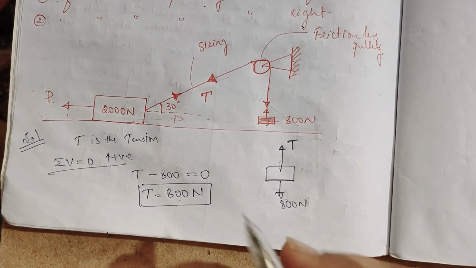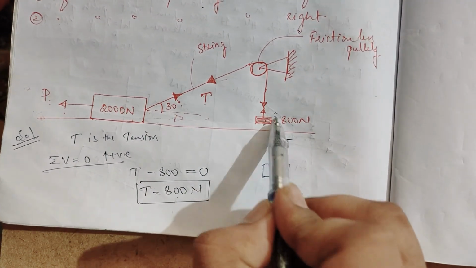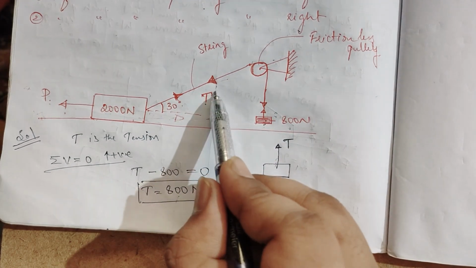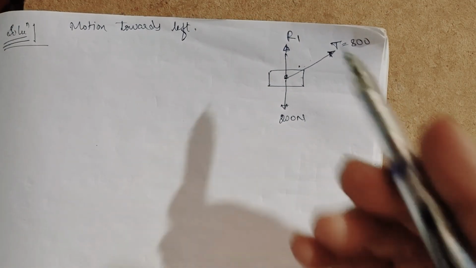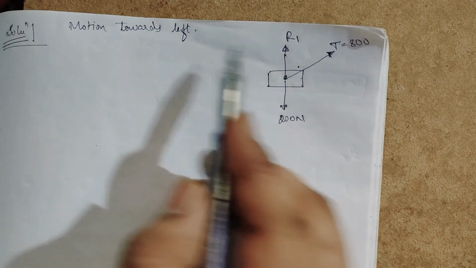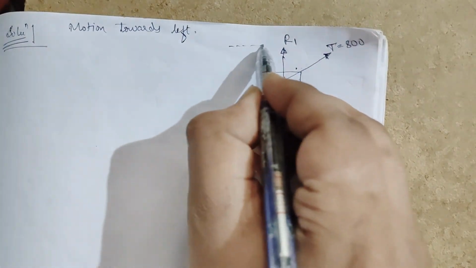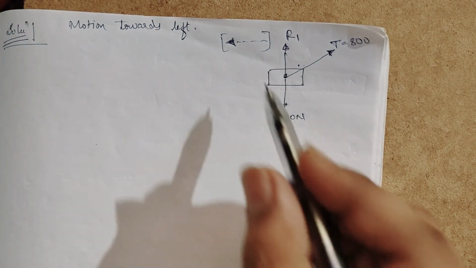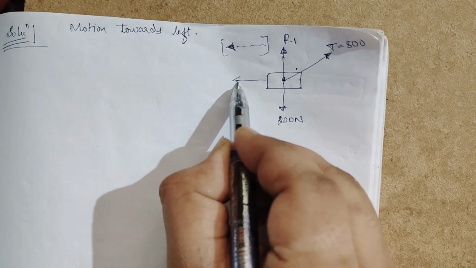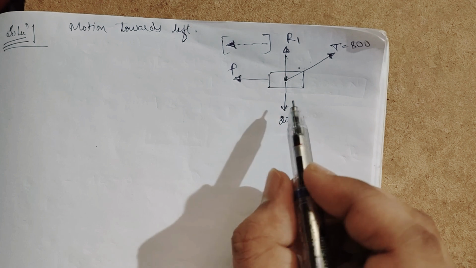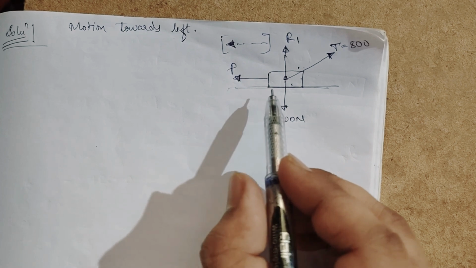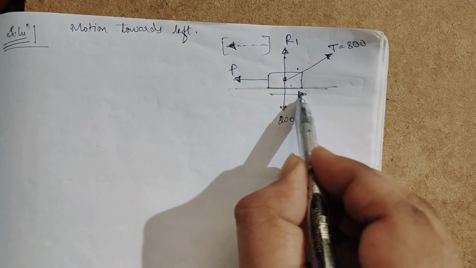So this T we got as 800 Newton, frictionless pulley, so there is no loss in energy, so T value will be 800 Newton. And the motion is towards the left, motion is like this. If the motion is like this and the value of P we have to find, what is the value of P? This block is moving towards the left, then the frictional force will be towards the right.